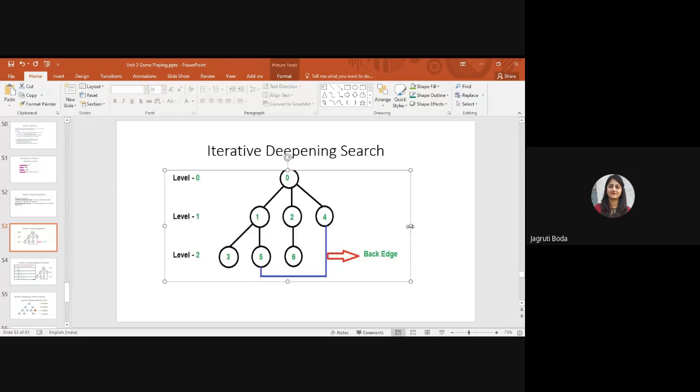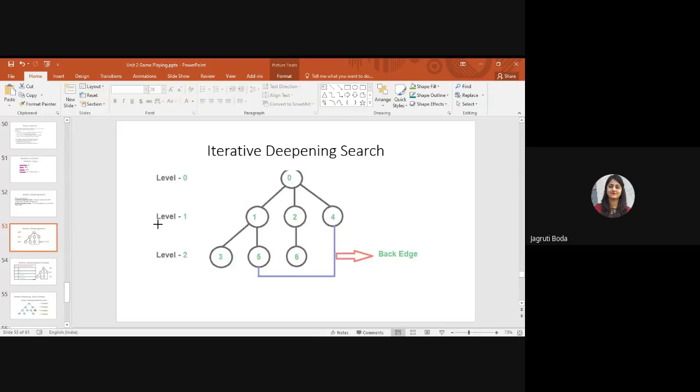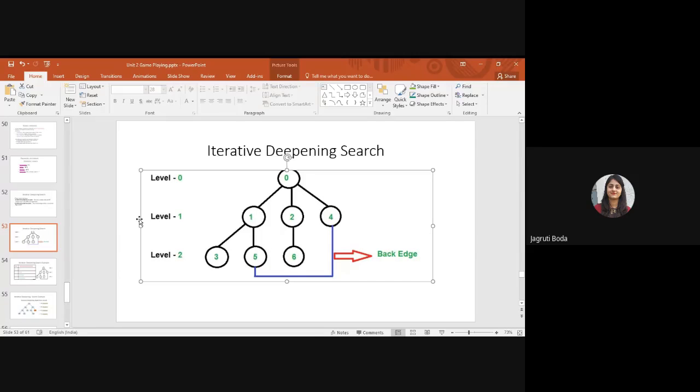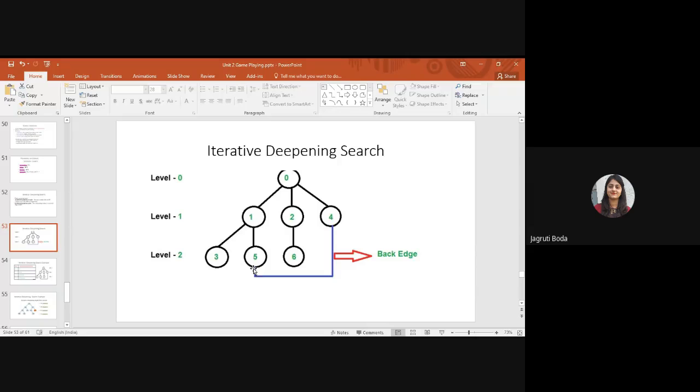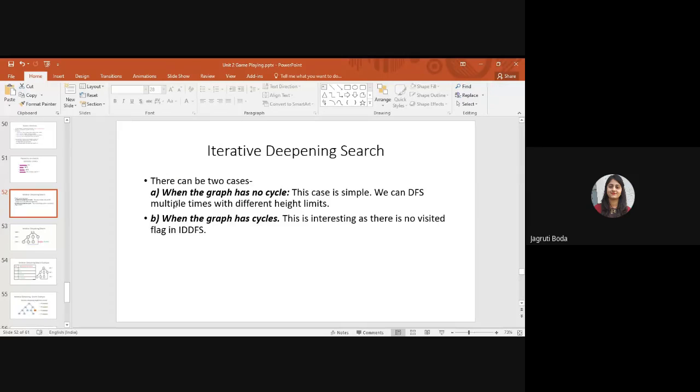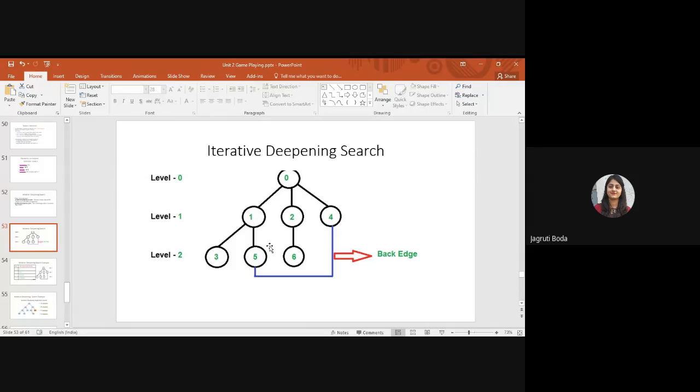Is everything visible in this graph? Yes, ma'am. Okay, so starting with how iterative deepening works. You can see here you are given a graph that has a cycle. You can see here 1, 0, 4 and 5 are connected with each other, so there is no separation between the nodes. This is called a cycle. So here we take this example when the graph has a cycle. Suppose the edge is not given, then it is the case when the graph has no cycle. But this is a complex example, so you have it clear.